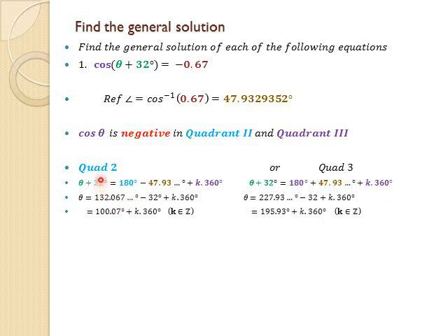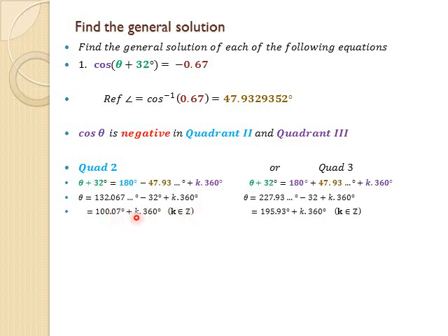Right, if I take that over 180 minus 47.93 gives me 132.067. You see, although I'm writing dot dot, I don't round off till the final answer. 32 goes over, becomes minus 32. Plus K360, that simplifies now. I round off to 2 decimal places as per instructions in exam generally. So that gives me 100.07 degrees plus K360.